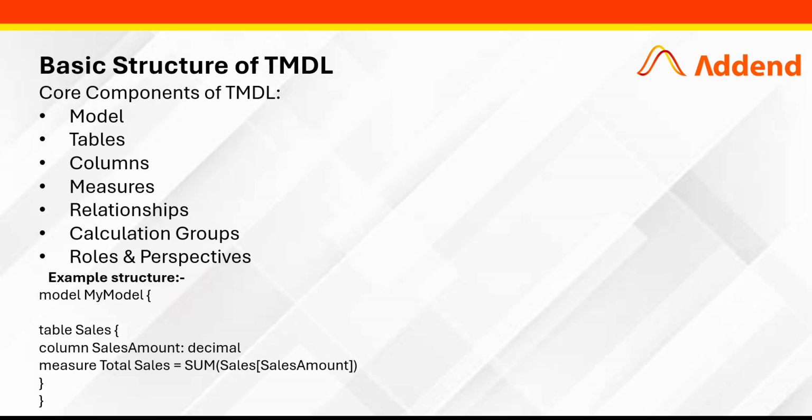Basic structure of TMDL. TMDL follows a hierarchical structure. At the top, we define the model. Inside the model, we define tables. Inside a table, we define columns and measures. We can also define relationships, calculation groups, roles and perspectives. So this structured hierarchy makes large models easier to manage and maintain.